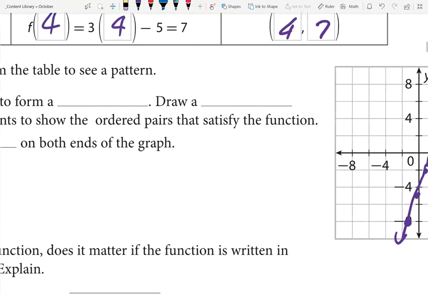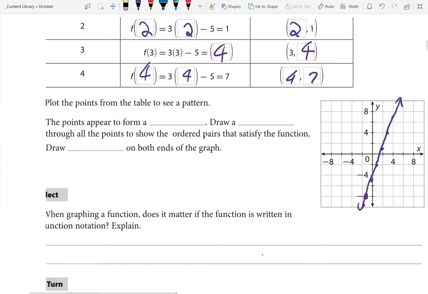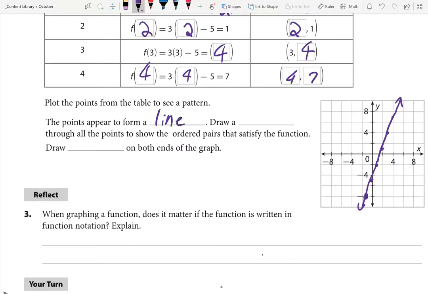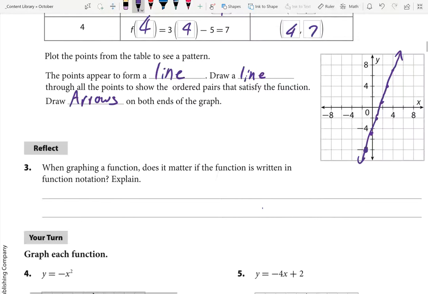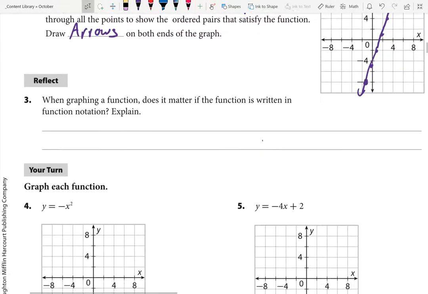So it's important that we put arrows in there at the end to indicate that it does keep going. So the points appear to form a line. So we draw a line to kind of complete the whole graph, and then draw arrows at the end as well to indicate that it continues to go on forever.